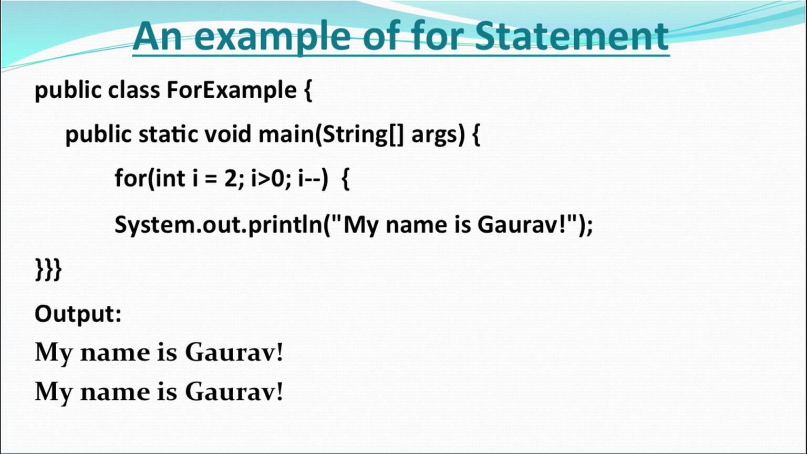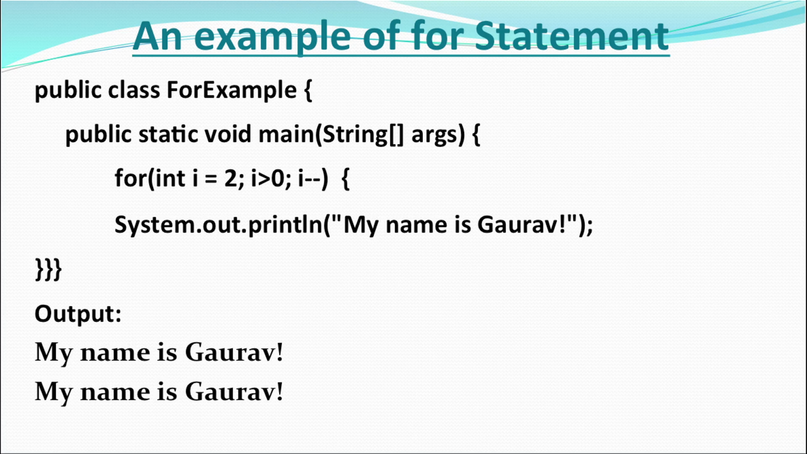Is 1 greater than 0? Yes, 1 is greater than 0 definitely. Therefore, again my name is Gaurav will get printed once again. And again the decrement will be there of 1. Therefore, the next value of i will become 0. Now, is 0 greater than 0? No, 0 is not greater than 0. Therefore, third time this loop will not get executed.